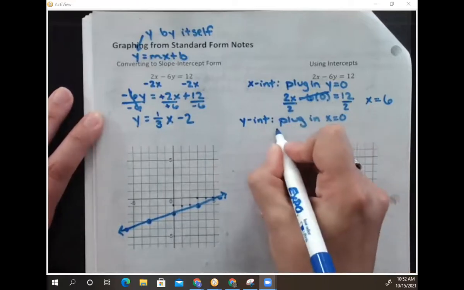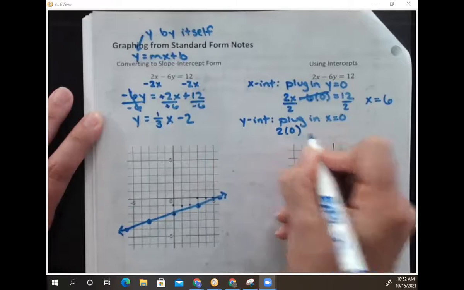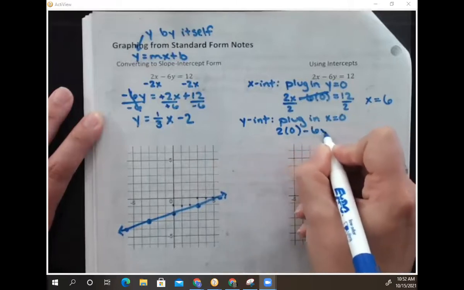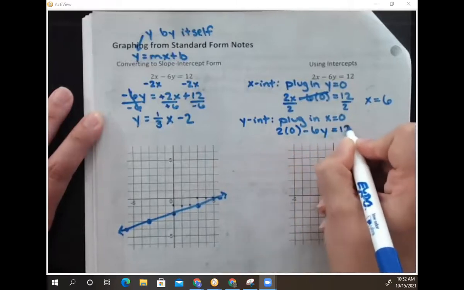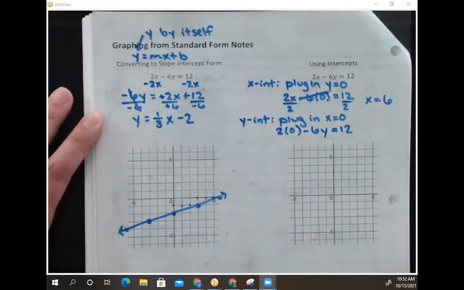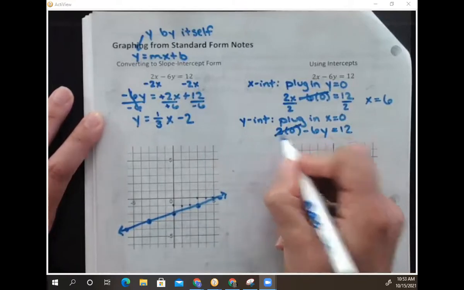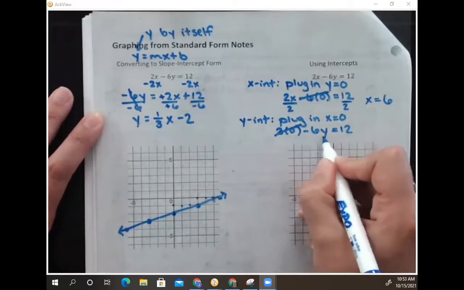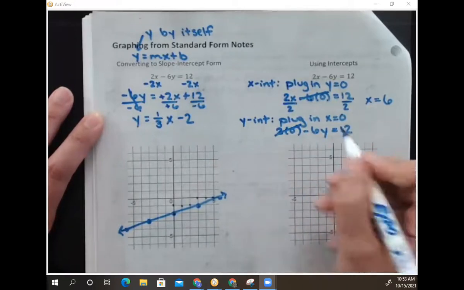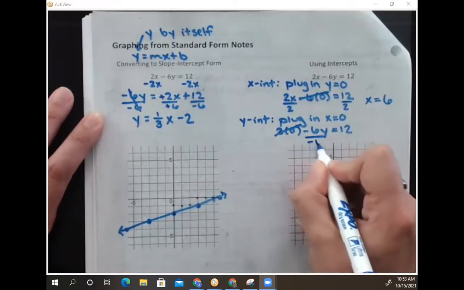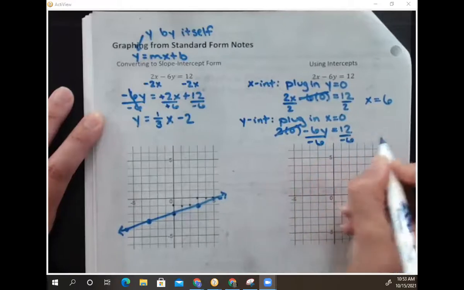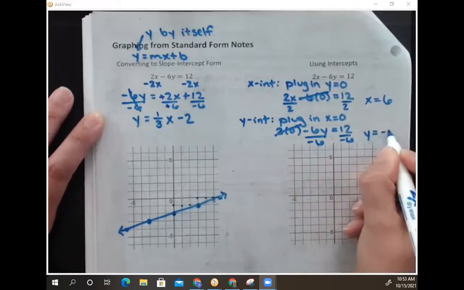So this would be 2 times 0 minus 6y equals 12. 2 times 0 is 0. So I just get negative 6y equals 12. I want y by itself, so I'm going to divide both sides by negative 6. And I get y to be negative 2.